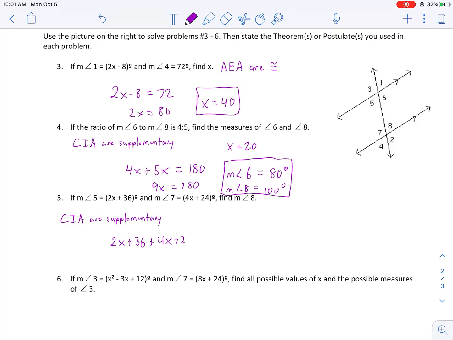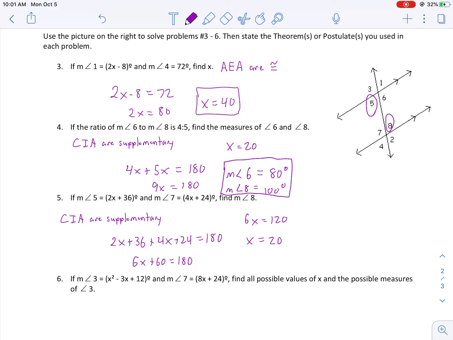2x plus 36 plus 4x plus 24 equals 180. Combine some like terms here and get 6x plus 60 equals 180. That gives us 6x equals 120, and therefore x equals 20.